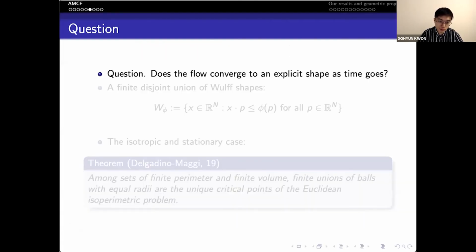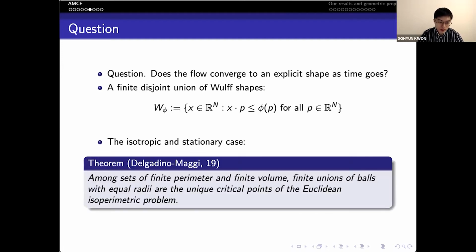Then the natural question would be: does the flow converge to an explicit shape as time goes? This is an open question, and I don't have an answer for it, but probably it will converge to a finite disjoint union of Wulff shapes. And the Wulff shape is, as I mentioned earlier, like that. In the isotropic case and also the stationary case, this is somewhat expected because finite unions of balls with equal radii are the unique critical points of the Euclidean isoperimetric problem.